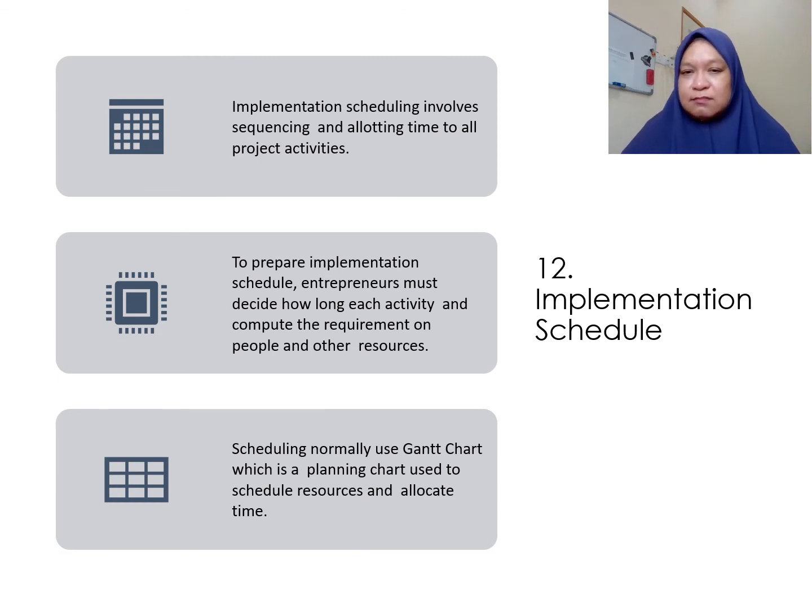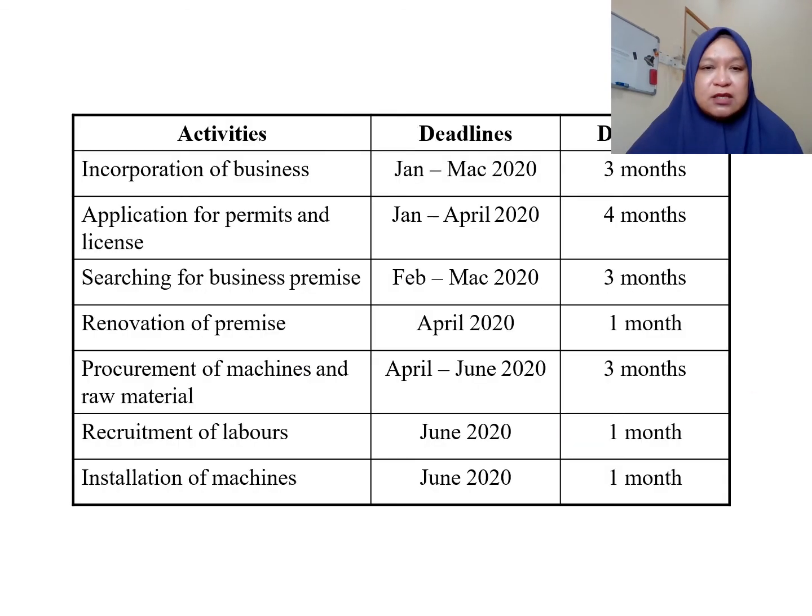Then we have the implementation schedule. Implementation schedule involves sequencing and allocating time to all project activities. Meaning that we want to predict, manage, and plan the duration for each activity in our business. For example, incorporation of business, deadline, and how long the duration is for each of the activities.